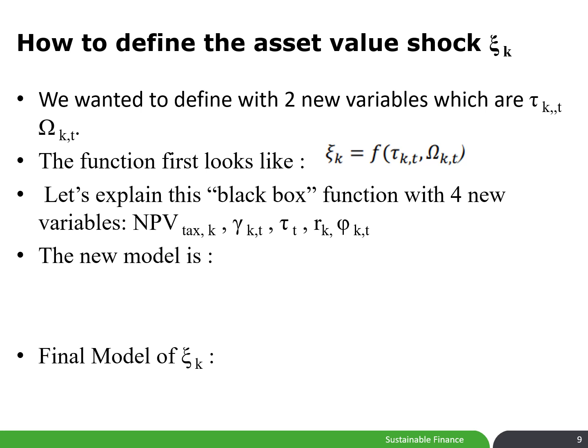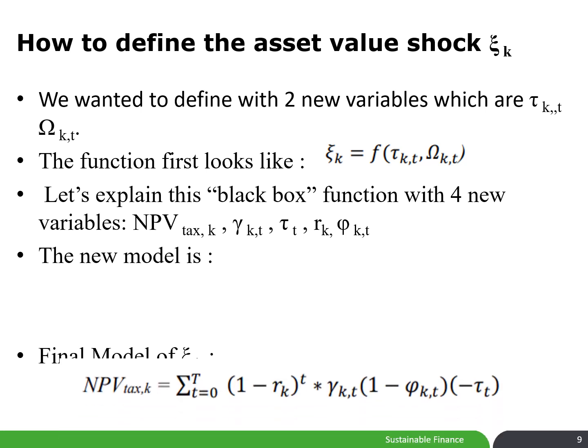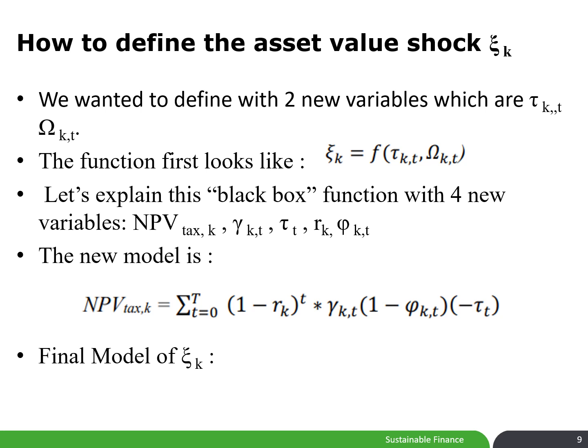At first, the function is the following, but we will explain the black box function with four new variables, which are NPV, which is the net present value of physical asset K. We have gamma, which is the yearly emission connected to the segment's activities. We have R, which is the discount rate. We have phi, which is the non-zero amount of pass-through that can change over time. And now the new models therefore look like this, and we get this final asset value shock model.